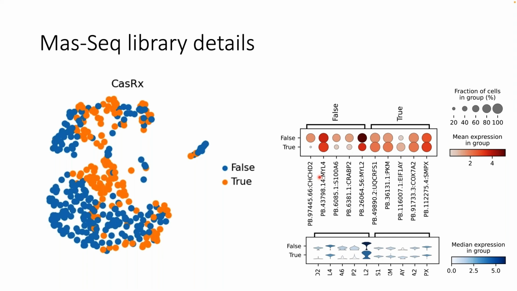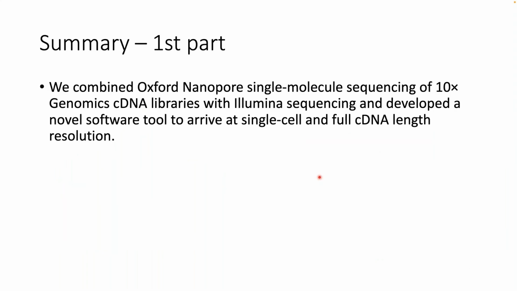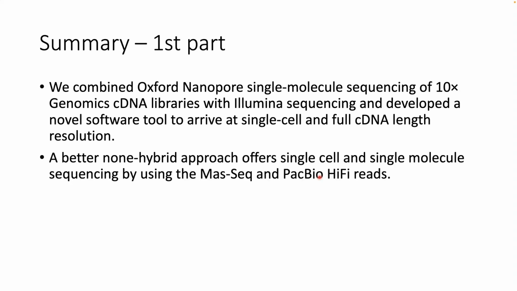So finishing this first part, we combined Oxford Nanopore sequencing in a hybrid approach with Illumina sequencing, and developed a novel software tool to arrive at single-cell and full cDNA length resolution. However, we think that a better and non-hybrid approach is now to use the MAS-Seq protocol and the Pacific Biosciences platform, also with the latest inventions like the Revio platform.